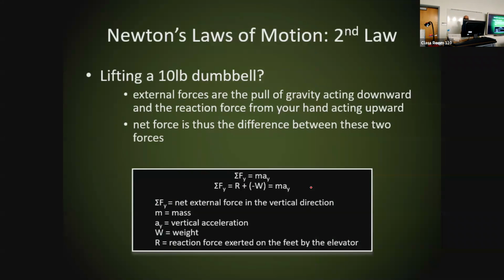All right, going back to that 10-pound dumbbell. Newton's second law. Lifting the 10-pound dumbbell, the external forces on this are going to be the pull of gravity acting downward, and then the reactionary force of your hand pressing upward on the dumbbell. The net force of these is the difference between them. So the example with the elevator is an example of the dumbbell. Your hand is essentially the elevator. Your arm, I guess, is the elevator.